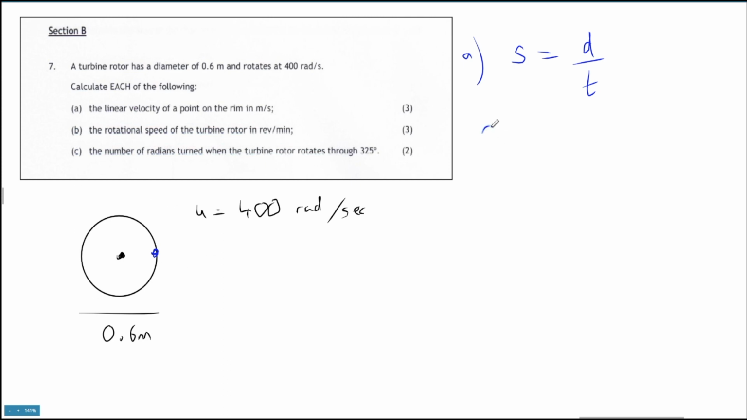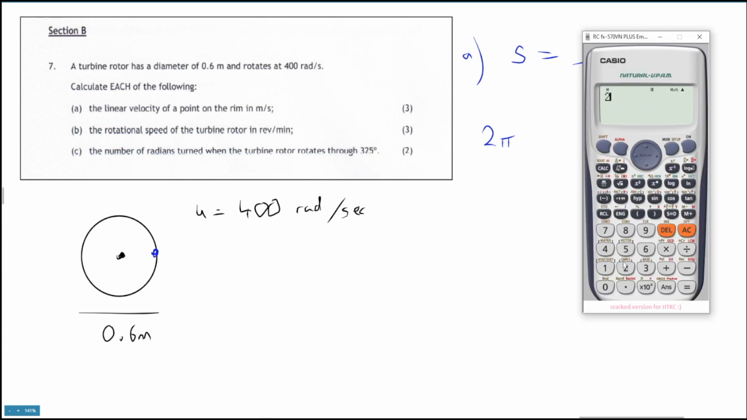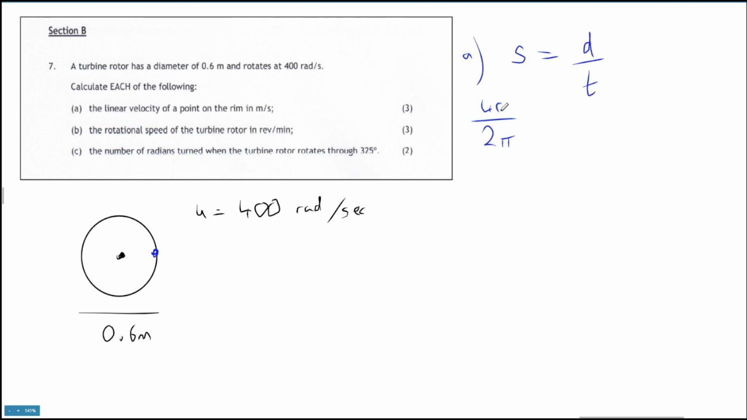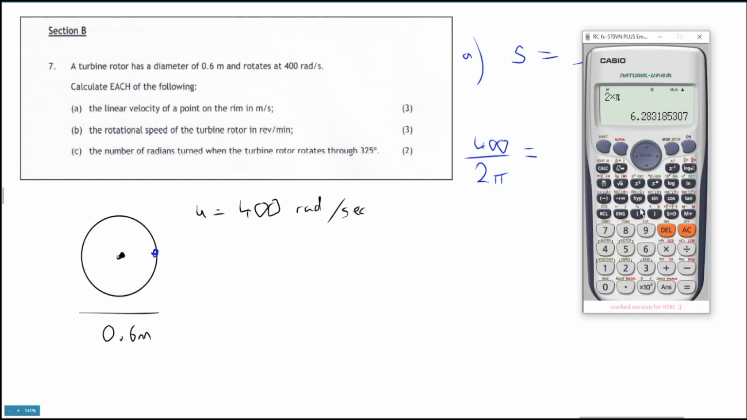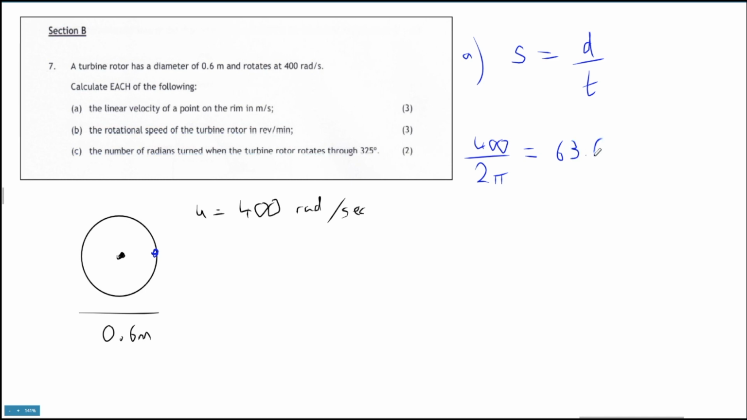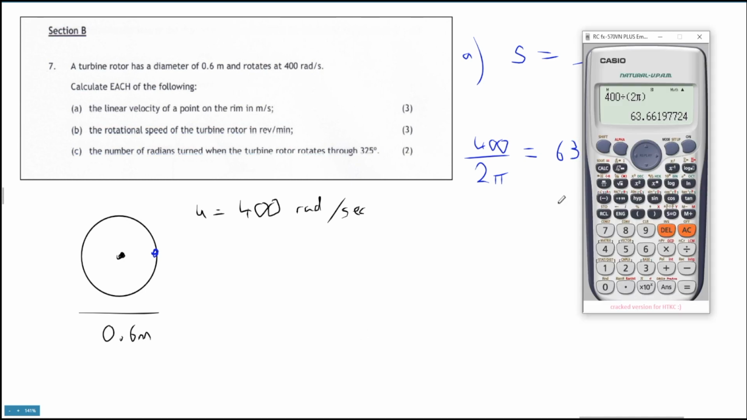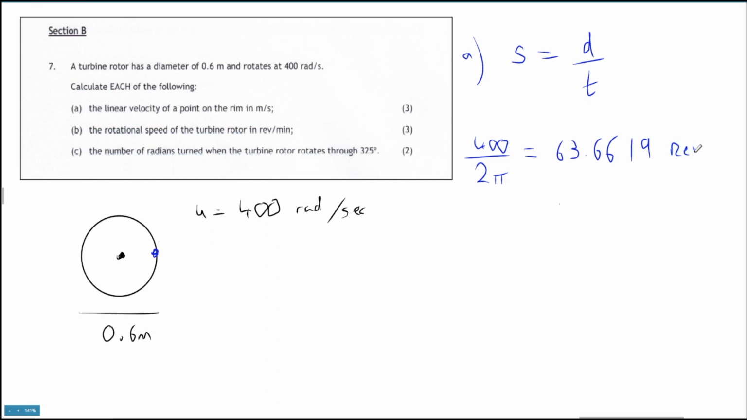In a full circle, there's 2 pi radians, which is about 6.28 radians in a circle, if I take my calculator and times it by pi. So if we're doing 400 radians, can I not just divide the 400 by this? Let's try that. That should tell me how many full revolutions I've done. So 400 divided by 2 pi comes out as 63.66 revolutions. Maybe that's useful. We'll call that revolutions now.